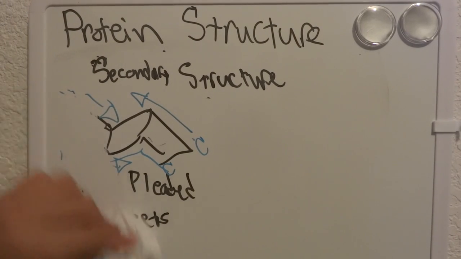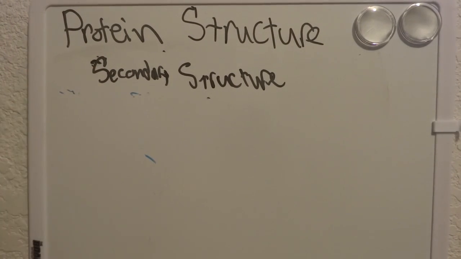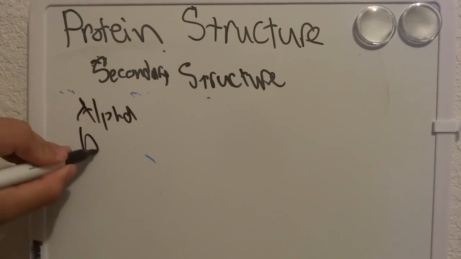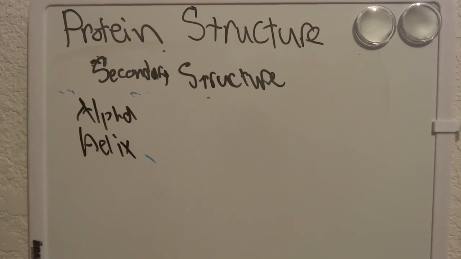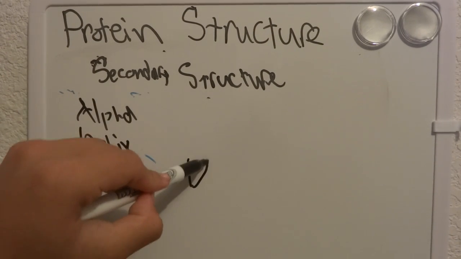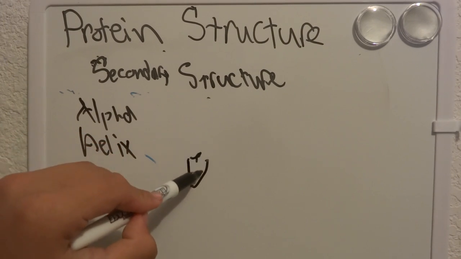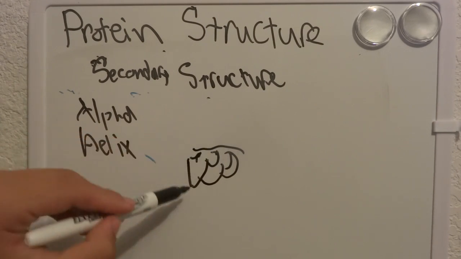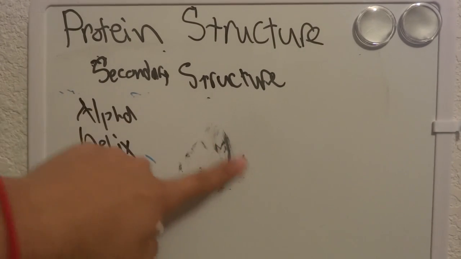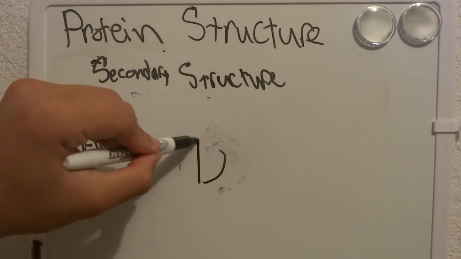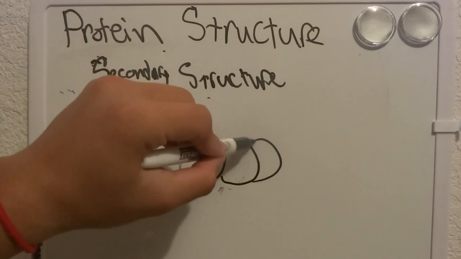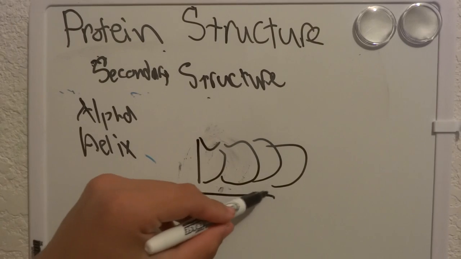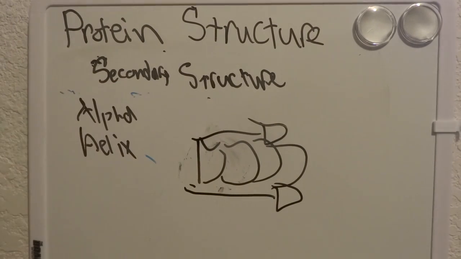Moving on to the alpha helix, which is a little harder to draw. This structure is a spiral. It's a spiral that's 3D, so something to keep in mind about the alpha helix is that the hydrogen bonds go through the axis, so from right here and right here.